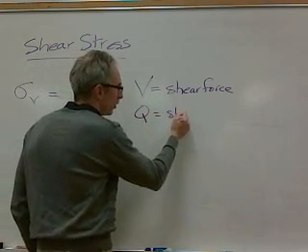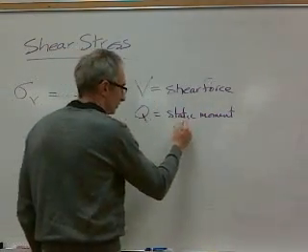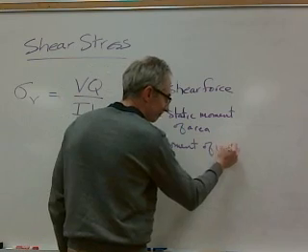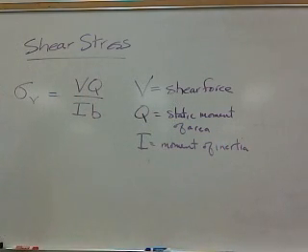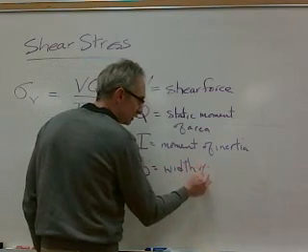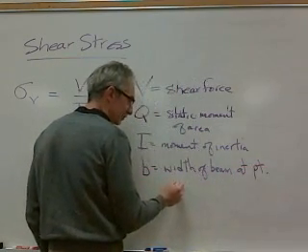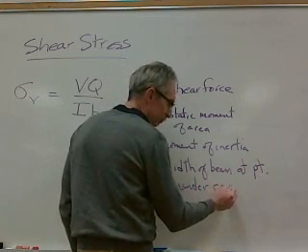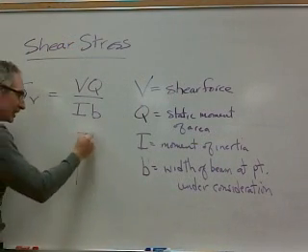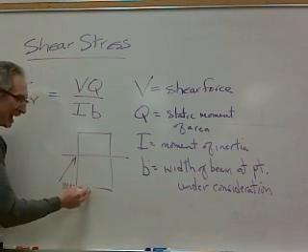Okay, Q. Q is called the static moment of area. I'm going to come back to that one because this might be the most complicated part of this formula. Okay? I is just a moment of inertia. Okay, same moment of inertia that we'd be using in our bending stress formula. Okay, and B is the width of the beam at the point under consideration. Now what you've got to remember about shear stress, and this sort of makes it opposite of bending stress, is that shear stress is going to maximize itself at the neutral axis.